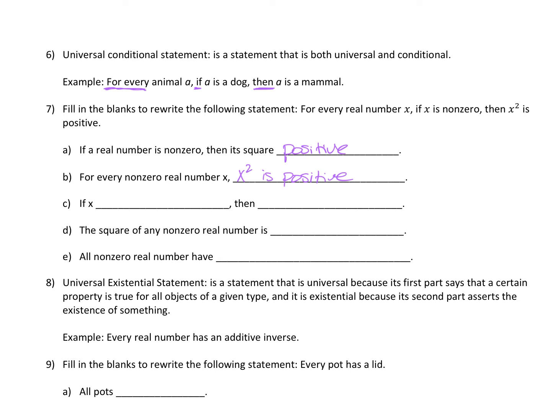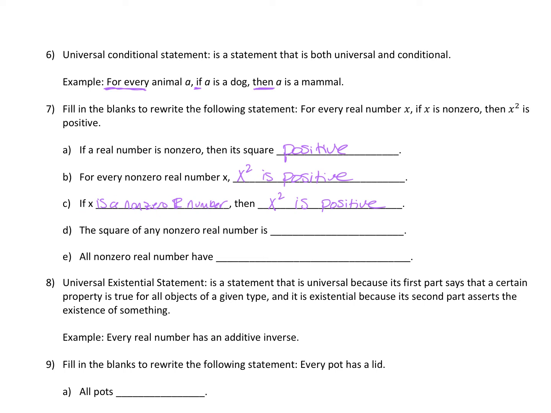If x is a non-zero real number, then x squared is positive. So again, the universal part has been made implicit. We did not write the words for every or for all. So it's a conditional statement, and the universality of it, about for all real numbers x, is implied in the if part.